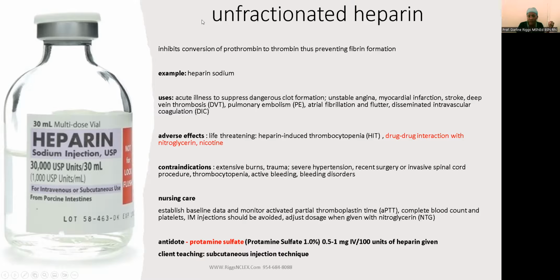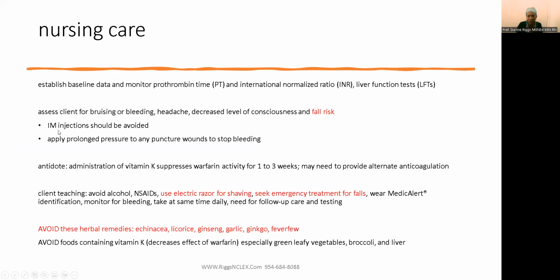So for the unfractionated heparin, it's going to inhibit prothrombin and thrombin, preventing fibrin, like we talked about earlier. That's your heparin sodium. You know why we would need them: MIs, AFibs, same reasons as earlier. The big difference between unfractionated and low molecular is the APTT. You will always pull the APTT with your heparin sodium. Now I'm going to come right back.